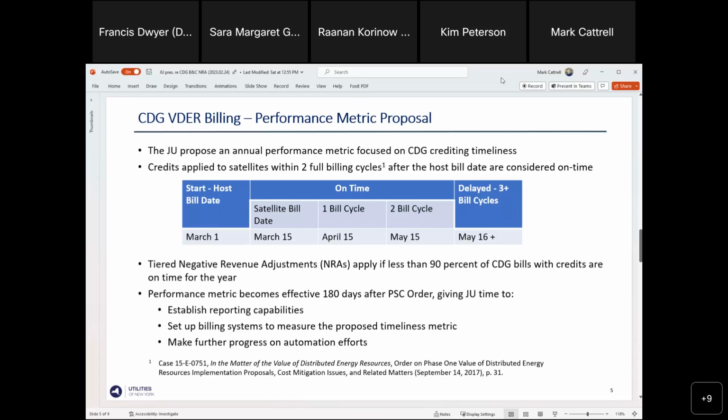There has to be some room for anomalies that can go wrong. There's a million reasons why a bill might not be produced on time that have nothing to do with CDG. So that's why we're not on board with a 100% threshold. So do you have an expectation of what the standard error rate will be when the systems are automated?